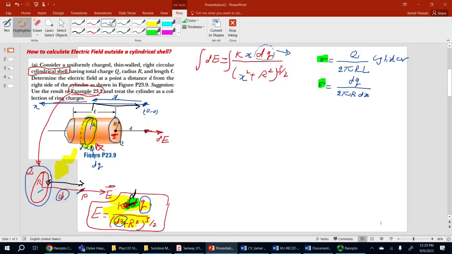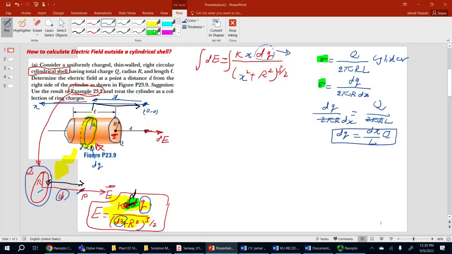So sigma is equal to sigma, which means I could say dq divided by 2 pi r dx is simply equal to total q divided by 2 pi r L, right? So we could cancel out 2 pi r. Now dq simply equals dx divided by L, which is the length of the cylinder, multiplied by q. Okay, so now I could substitute this into that term, and this is going to make things very easy.